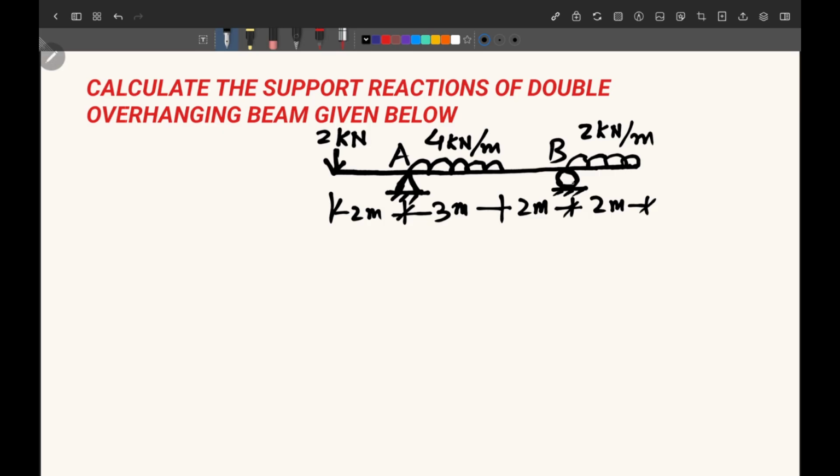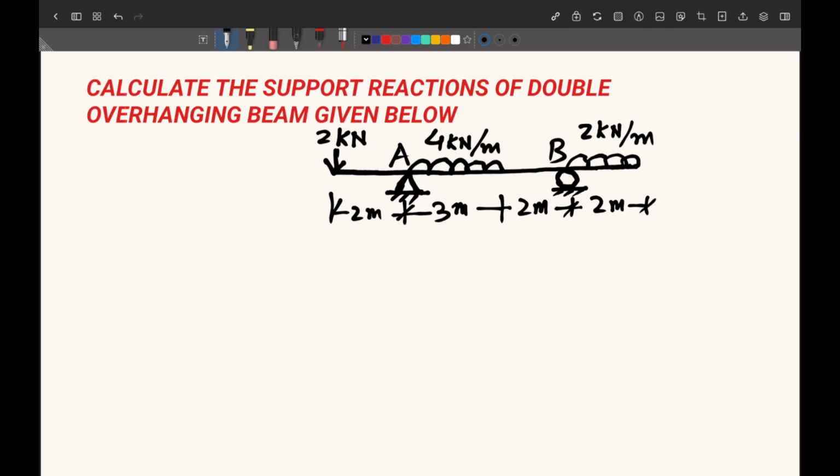And similarly on the right hand side of B there is a portion of 2 meter which is not supported and that is carrying a load of 2 kilonewton per meter. And between the two supports there is a load of 4 kilonewton per meter. So this is the loading given on this beam which has overhangs on both sides. That's why it is known as double overhanging beam. If you want to see the example of single overhang, you can see our previous lecture which is available on YouTube.